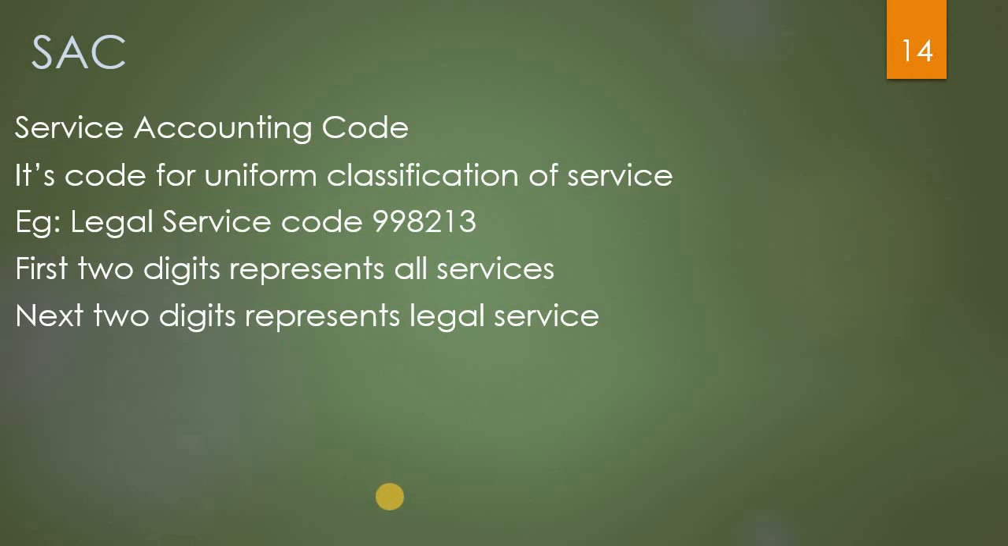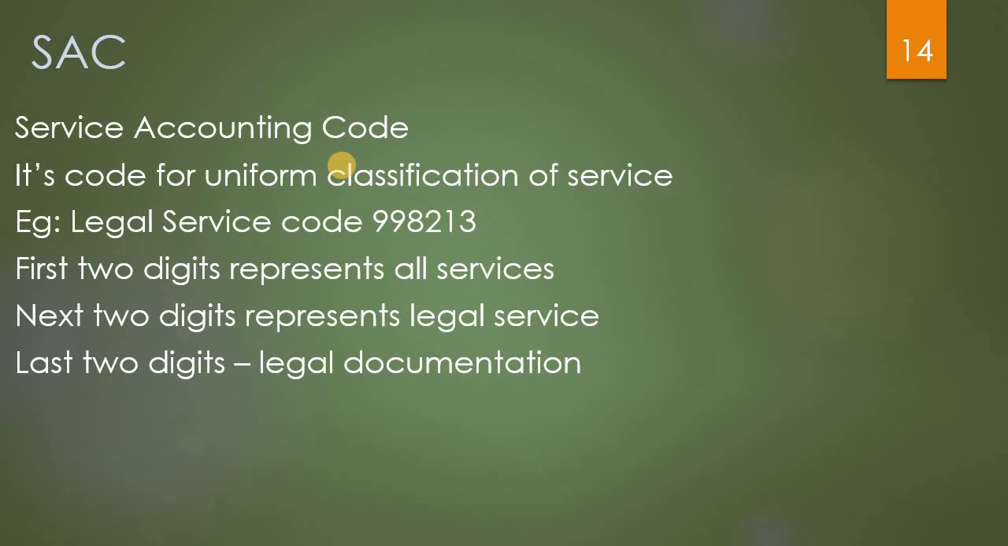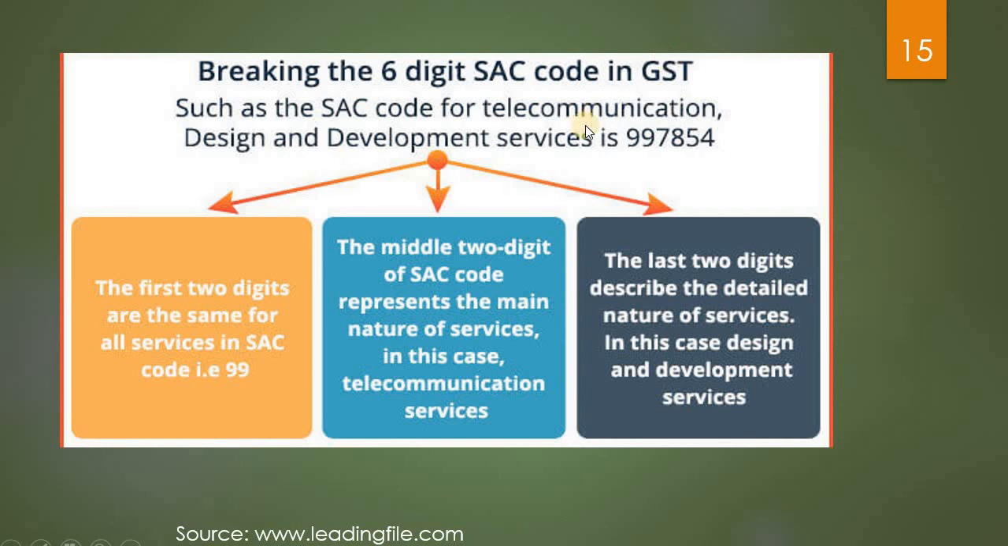It also continues further. For example, with the same code 9982, 21 is financial auditing services, 22 is bookkeeping services, then 23 is payroll services. Likewise, it will go based on the different types of services. Now let me give another example with regard to telecommunication design and development service. Let us break down the 6-digit SAC code, because services have only 6 digits, remember. Here 99 is for all the services.